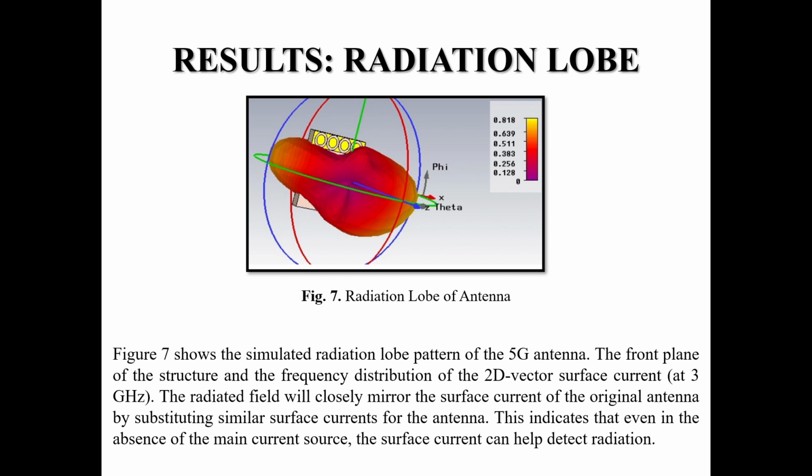Last but not least, radiation lobe. Figure 7 shows a simulated radiation lobe pattern of the 5G antenna. The front plane of the structure and the frequency distribution of the 2D vector surface current at 3 GHz. The radiated field will closely mirror the surface current of the original antenna by substituting similar surface currents for the antenna. This indicates that even in the absence of main current source, the current can help detect radiation.